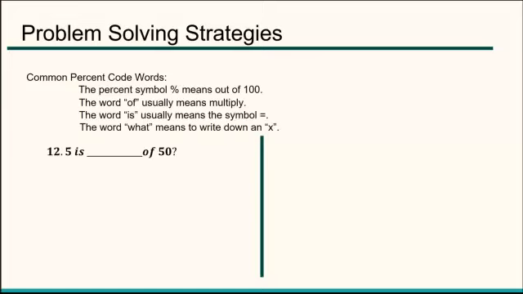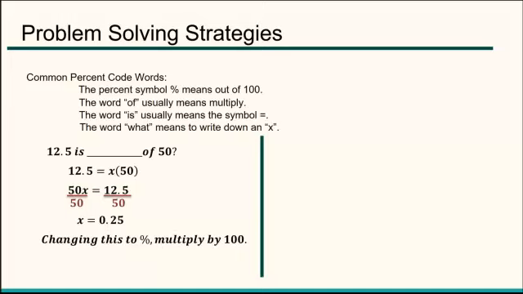So if you're given the problem, 12.5 is what number of 50, or blank of 50, I'm going to write down just what I see. 12.5 is, that's equals. This blank is my X of, multiply, 50. Then I'm just going to rewrite this so that I like it better. I like 50x equals 12.5. That just looks better to me. I'll divide both sides by 50 and I'll get x is 0.25. Now they probably want me to tell them what percentage that is, so I need to change this to percent. And I do that by multiplying by 100. So x equals 0.25 times 100. That means 25%.